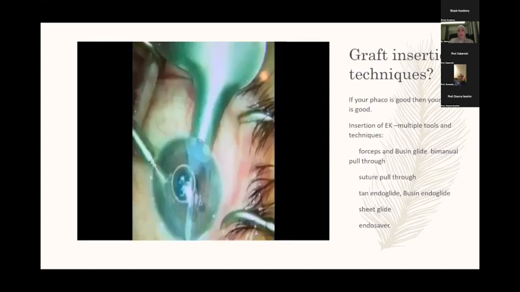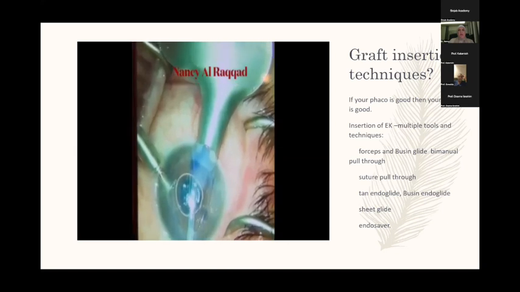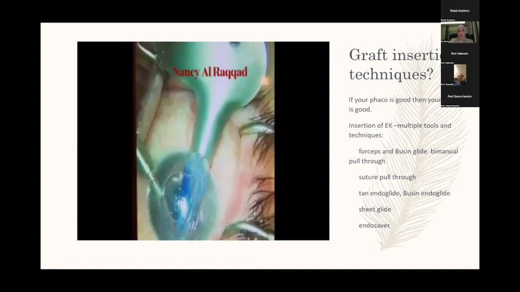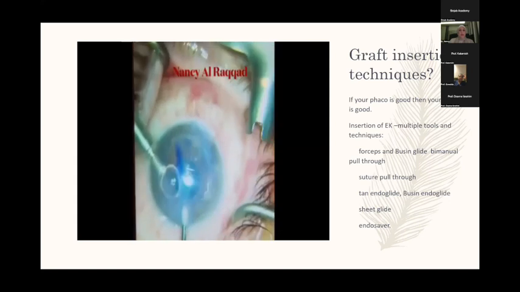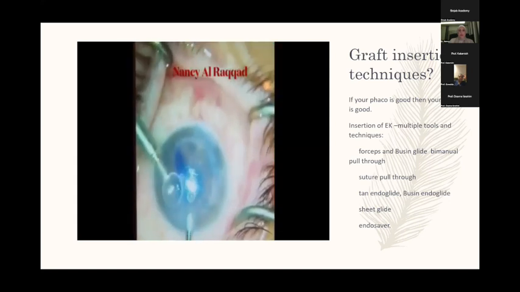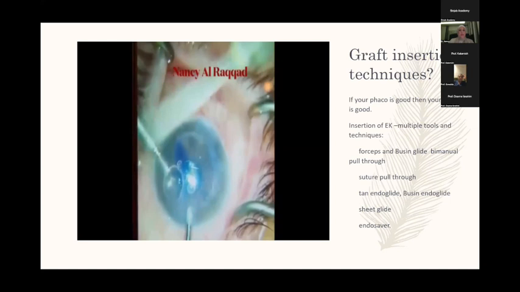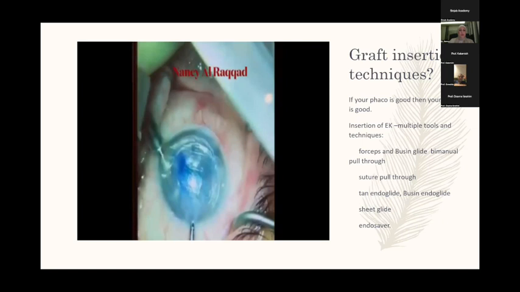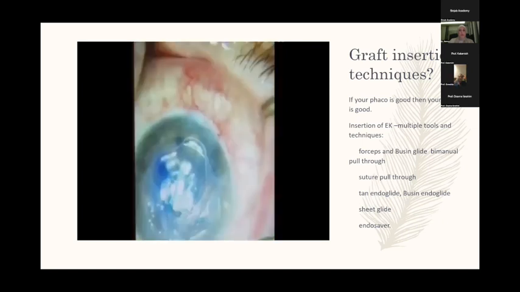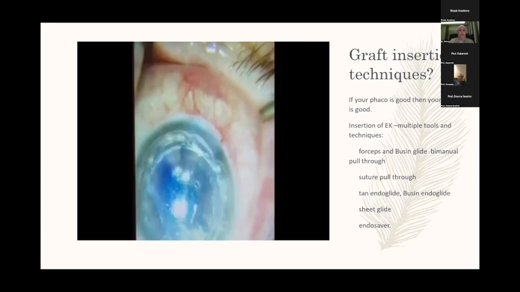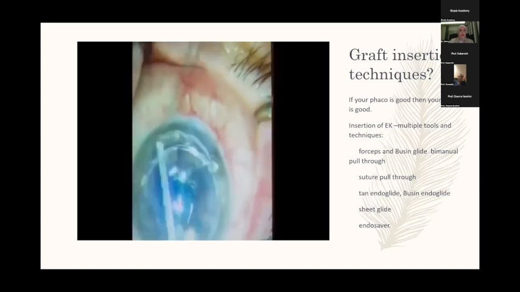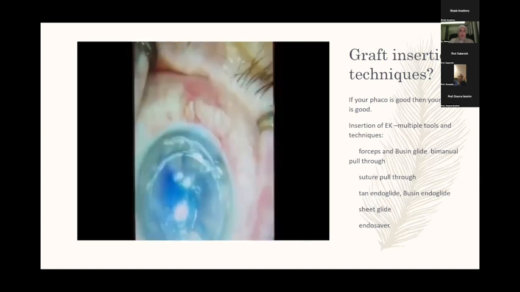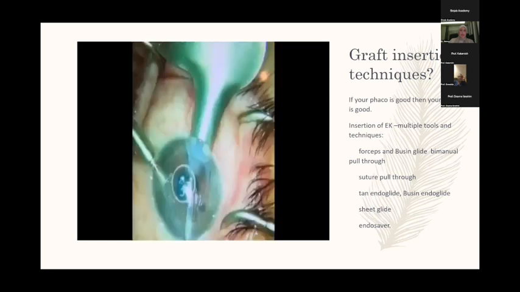Now, the graft insertion technique, we have many graft insertion techniques. They always say if you're good in phaco, then you are good in DMEK. And there are multiple ways. You can do the forceps and Busin glide pull-through technique. Sometimes if you don't have a very good forceps, you can use the suture pull-through. You just put a suture in the graft and pull it using a suture. There's the Tan EndoGlide, the Busin glide, so it's like a roller. There's also a sheet glide or the EndoSaver. They're all instrumentation that can be used inside the AC to roll in the graft, or you can pull it through.